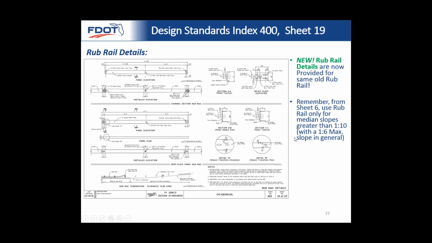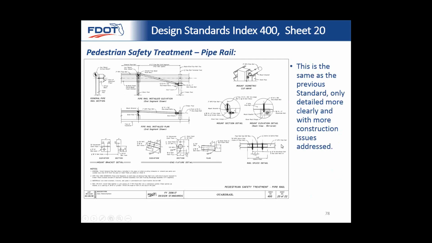We show rub rail details. Before, we showed when to use rub rail. So basically, on a median side, when you're between a 1 to 10 slope or 1 to 6, you go ahead and put rub rail on there. It helps redirect vehicles on a steep slope. And so now we have nice, clear details on that.